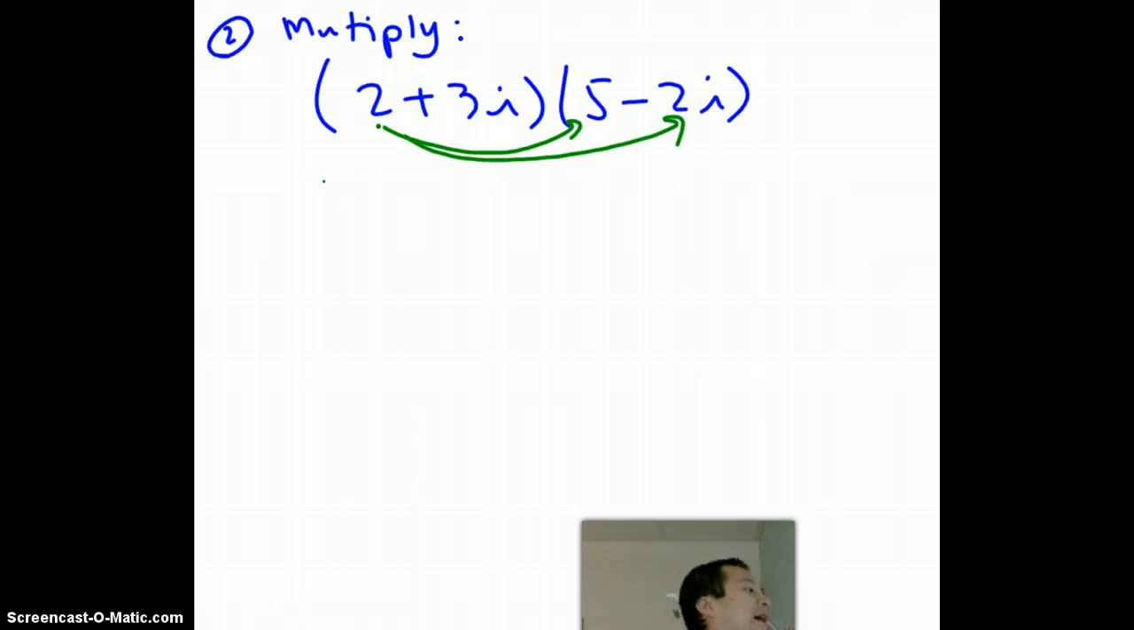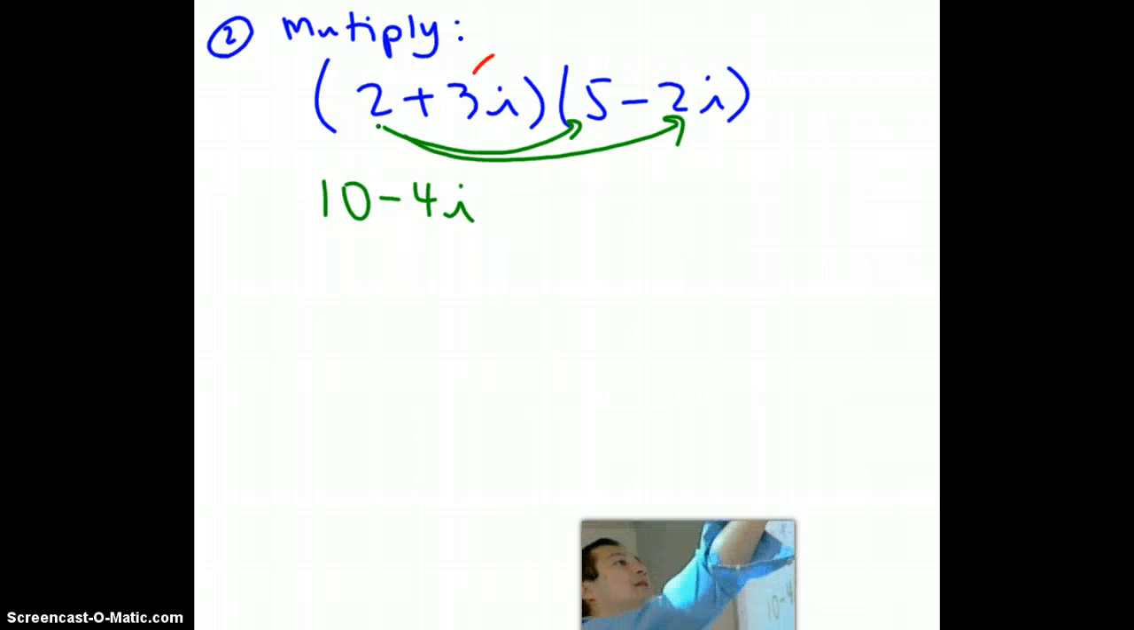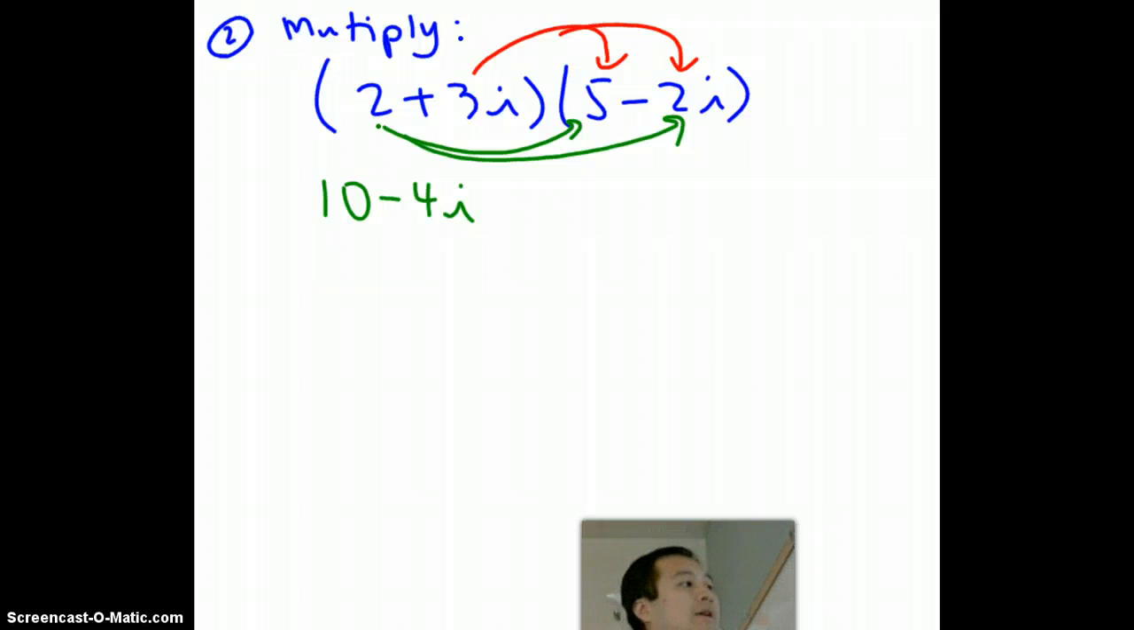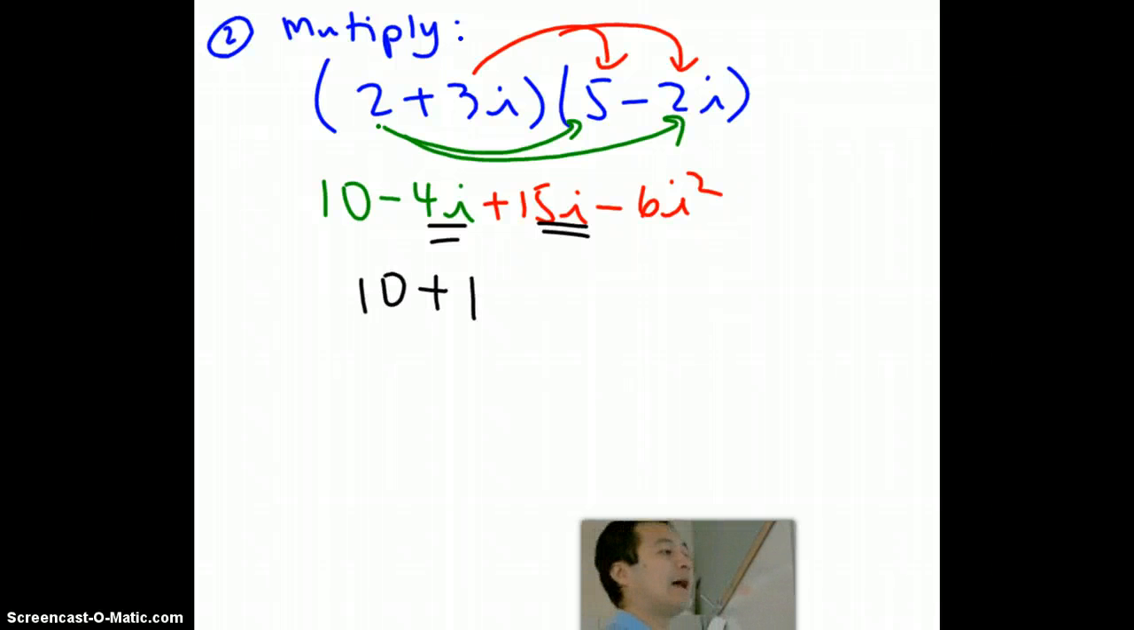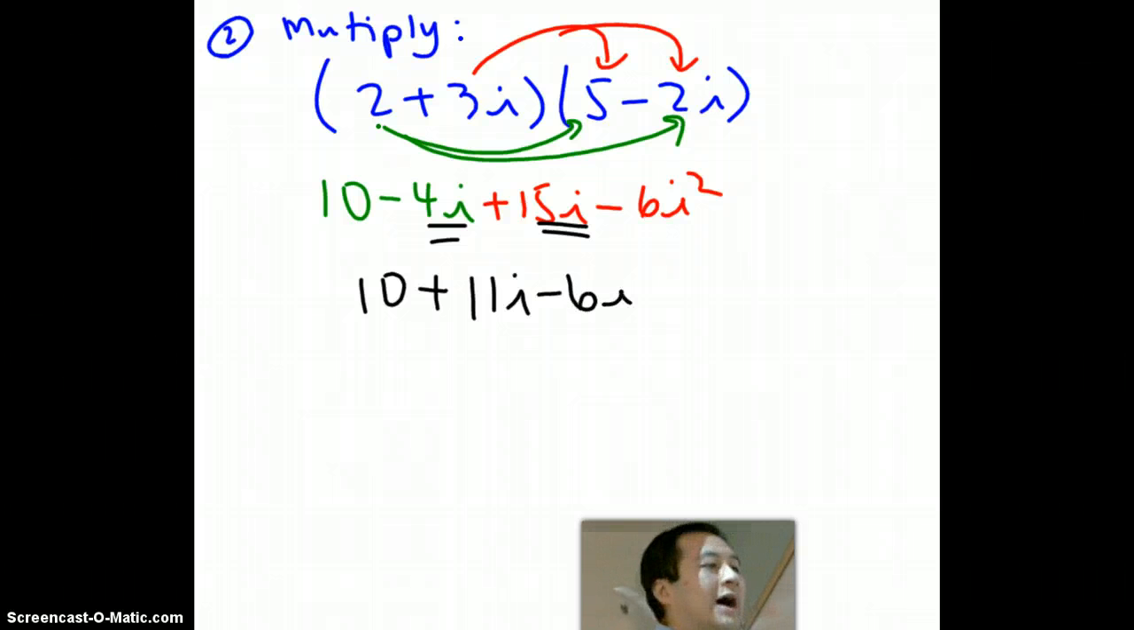2 times 5 is 10. 2 times negative 2i is negative 4i. Other side. 3i times 5 is 15i. 3i times negative 2i is negative 6i squared. Sound good? Combine like terms. These two are similar, so it becomes 10 plus 11i minus 6i squared.